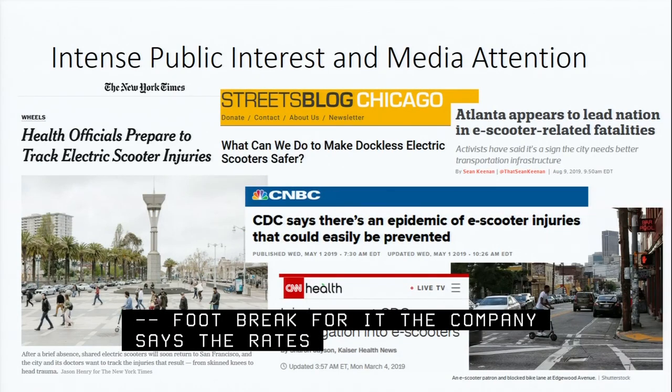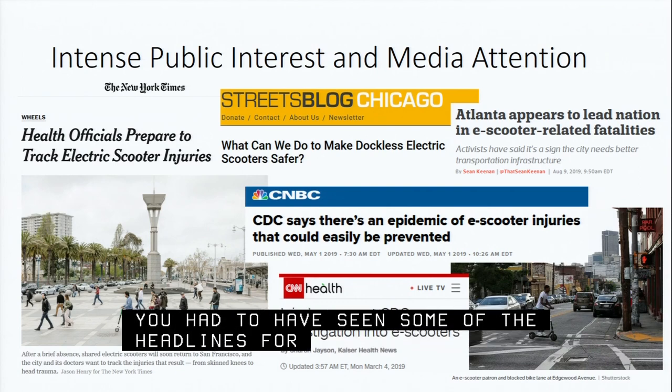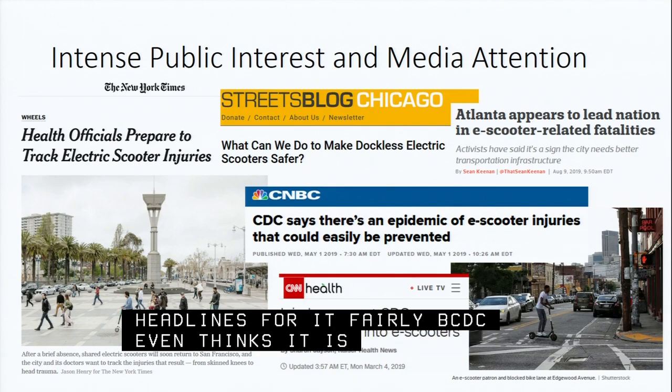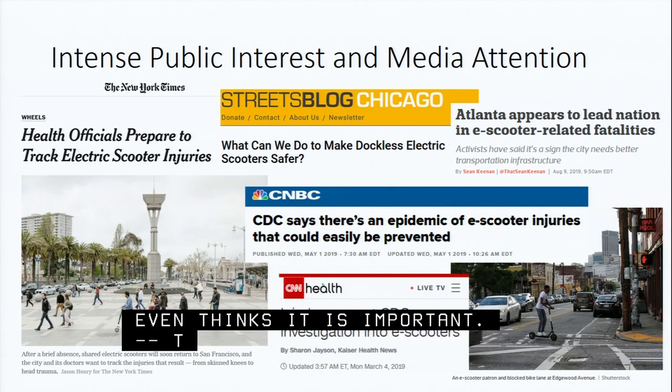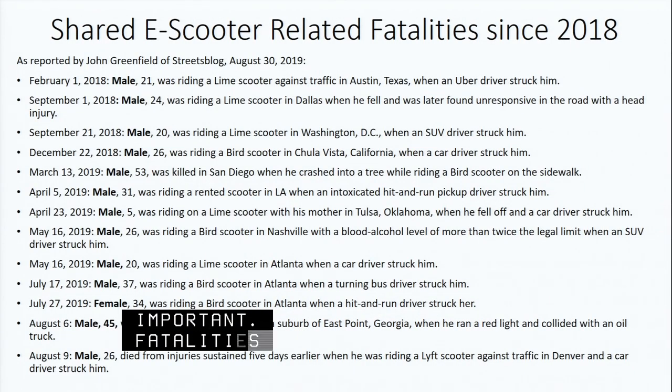You must have seen these. These are some of the headlines. Apparently the CDC even thinks it's important, at least a couple of headlines. And you see this one up here about Atlanta and what's going on there. There actually has been a spate of fatalities in Atlanta along this line. So these are clearly important new items that didn't exist when some of the other codes existed.